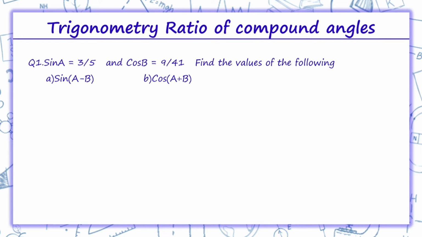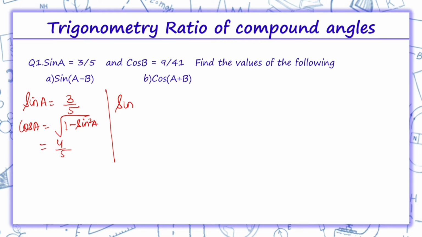So the question is, we are provided with the values sin A is 3 by 5 and cos B is 9 by 41. We have to find the values of sin(A minus B) and cos(A plus B). Here we are provided with sin A, which is 3 by 5. We know cos A is the square root of 1 minus sin square A. So cos A will be 4 by 5.